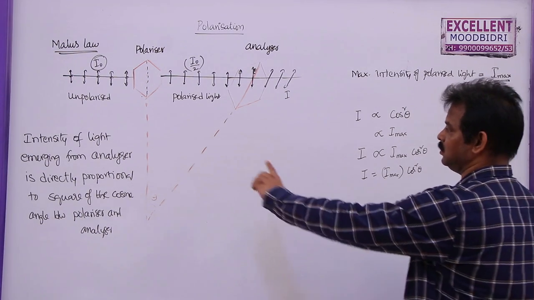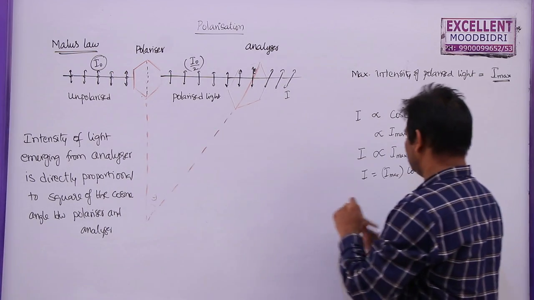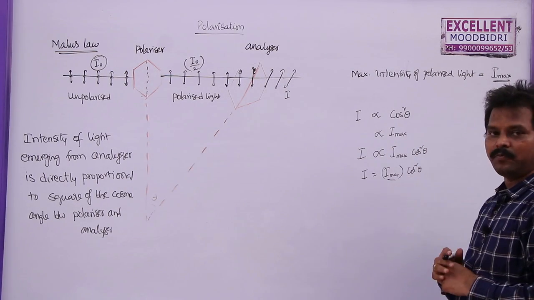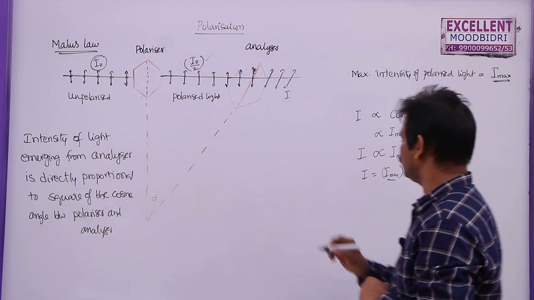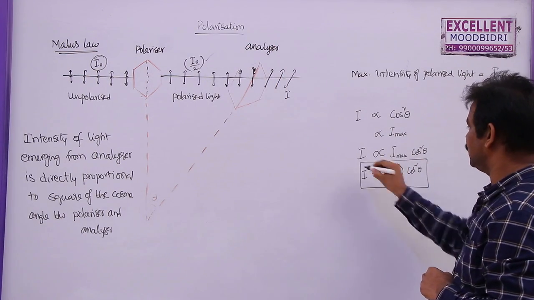I am not talking about the unpolarized light intensity here. This is the maximum intensity of polarized light, which is equal to I naught by 2. So this is Malus law.